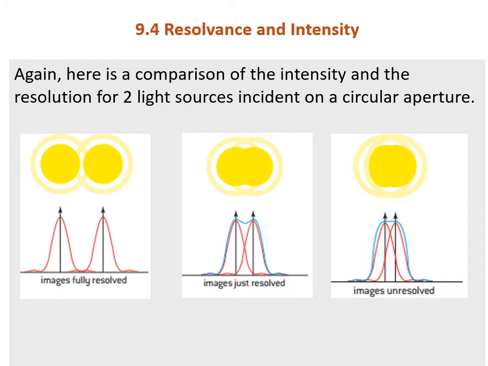So here is a comparison of the intensity of light and the resolution for two light sources incident on a circular aperture. Please record these diagrams, the intensity, and the appearance of the beams. It will be helpful later on.